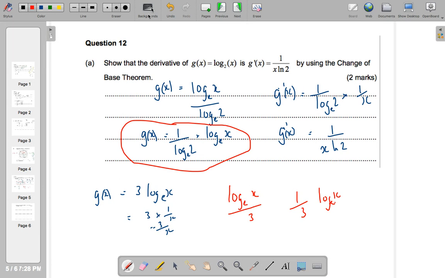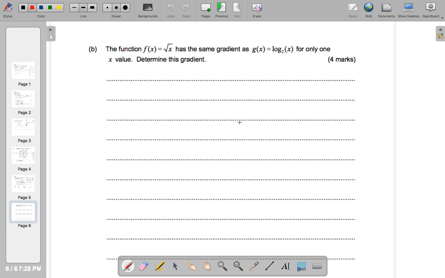So the next question builds on that. Okay, so the function f of x equals the square root of x is the same gradient as g of x, log x to the base 2, for only one x value. Determine its gradient. So that means here we've got to make f dash of x, if they've got the same gradient, and I'll just go back to a darker pen. If it's got the same gradient, that means that f dash of x will equal g dash of x.